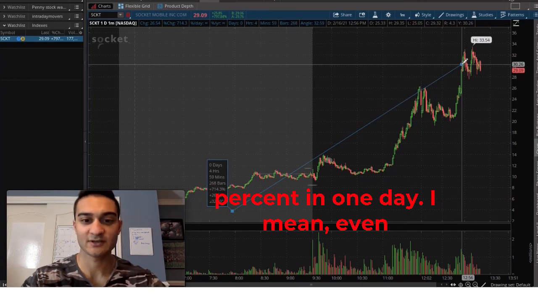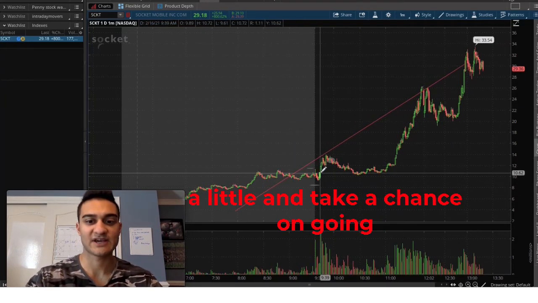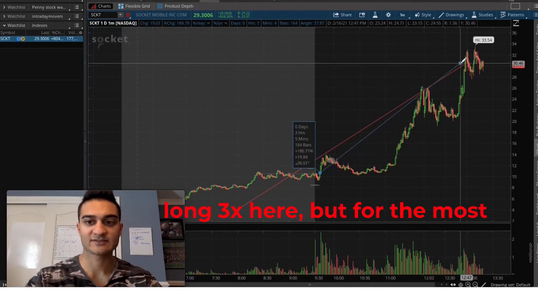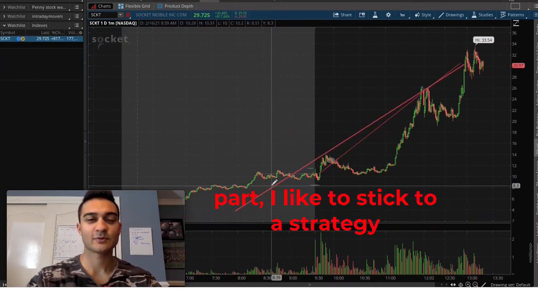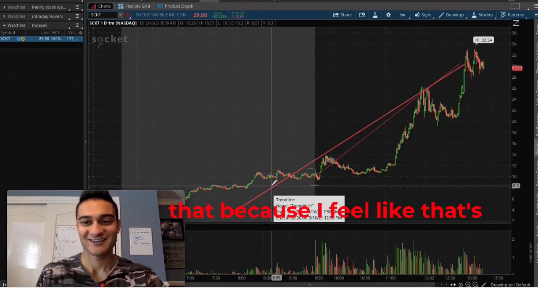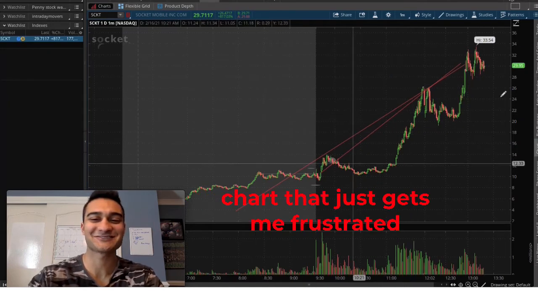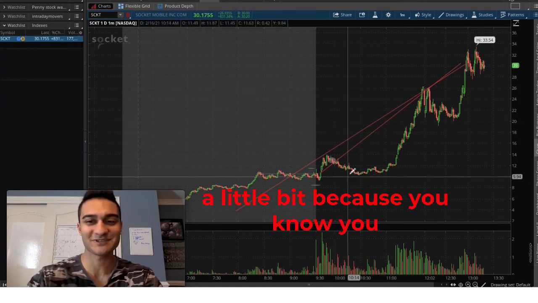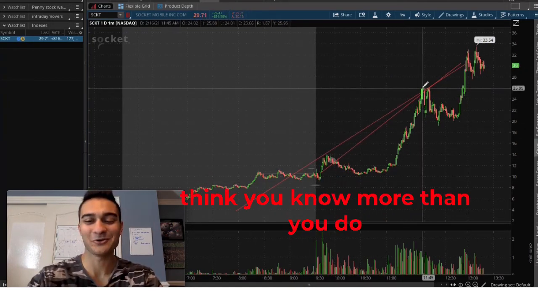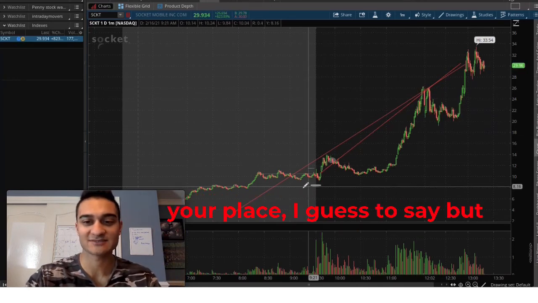800% in one day. Even if you were just trying to gamble a little and take a chance on going long, 3x here, for the most part I like to stick to a strategy and execute that, because that's what I know. This is the kind of chart that gets me a little frustrated, because you think you know more than you do, and it puts you back in your place, I guess.